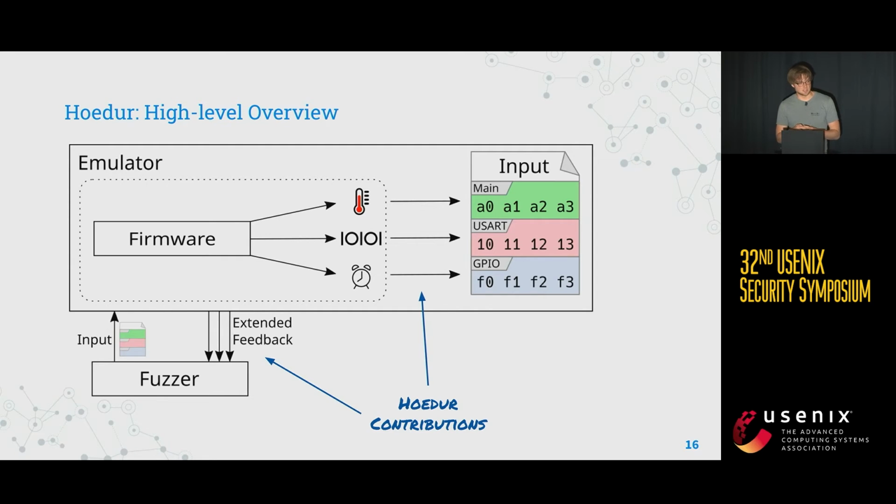So the first one is extended feedback, which is basically making the fuzzer aware that it's testing firmware and giving it more information about the process. We won't go into the details here, and you can check this out from the paper if you like.